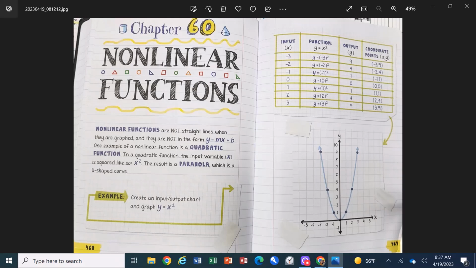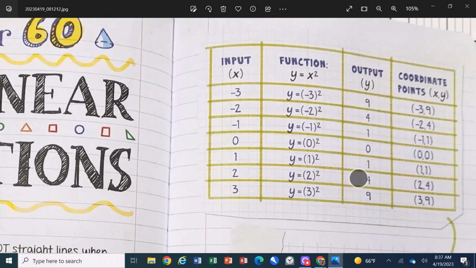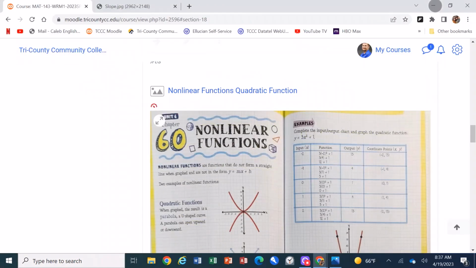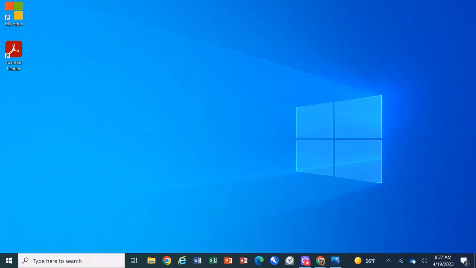All right. So the example they used, they created an input-output chart using the formula y equals x squared. That was it. It was just y equals x squared. Okay? So with y equals x squared, you've got your inputs. All right? I want you to notice something real quick.